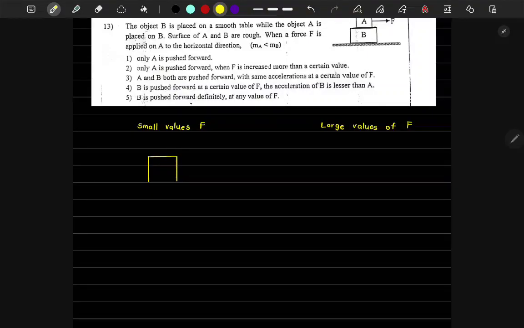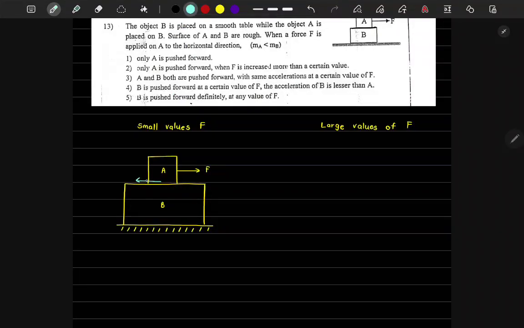what happens is this: the friction in between A and B would be static. So what is static friction? Static friction wouldn't allow relative motion between the two surfaces. Static friction is the state where the two surfaces don't have relative motion. So when f is small, this would be static friction.